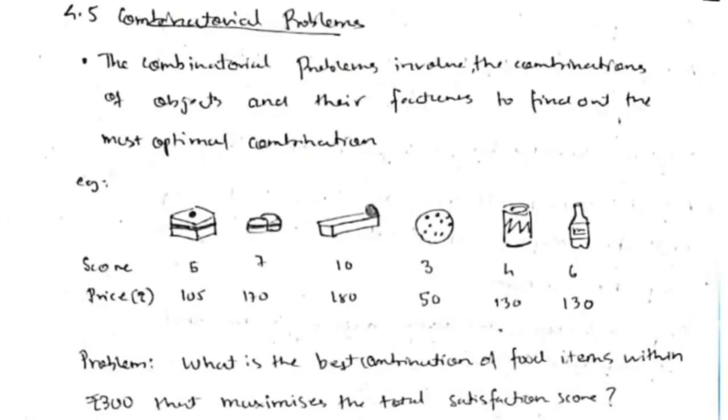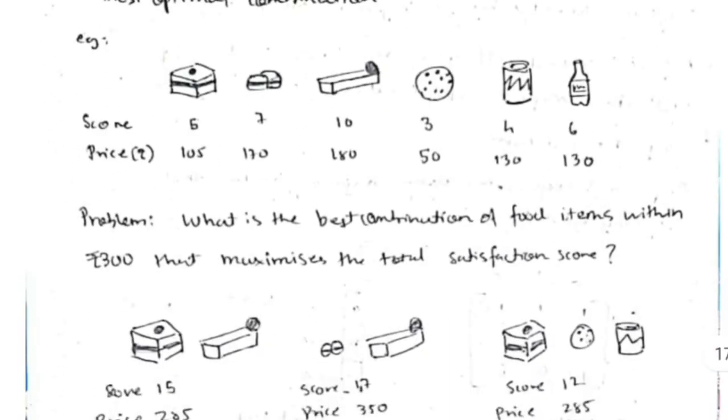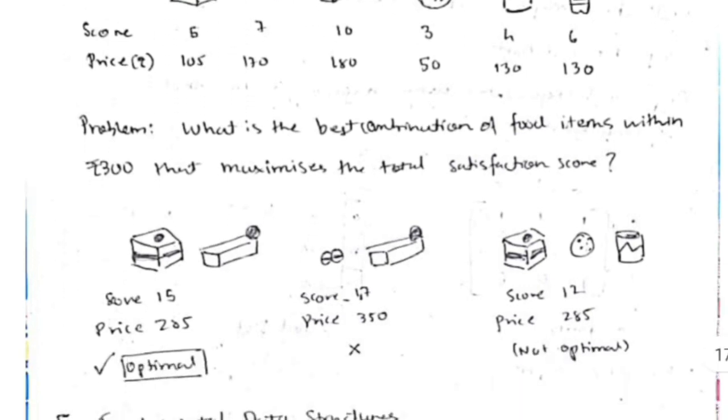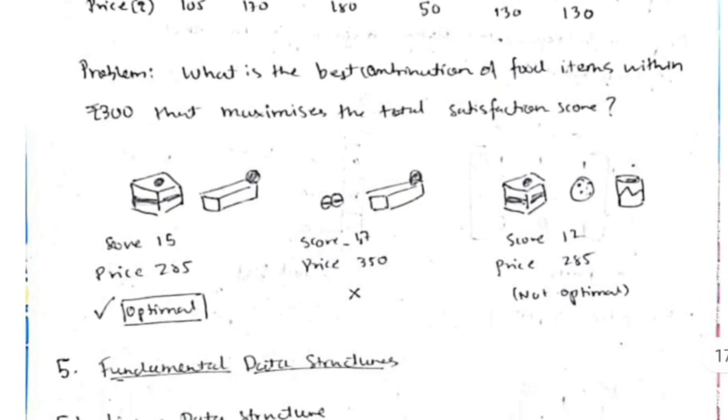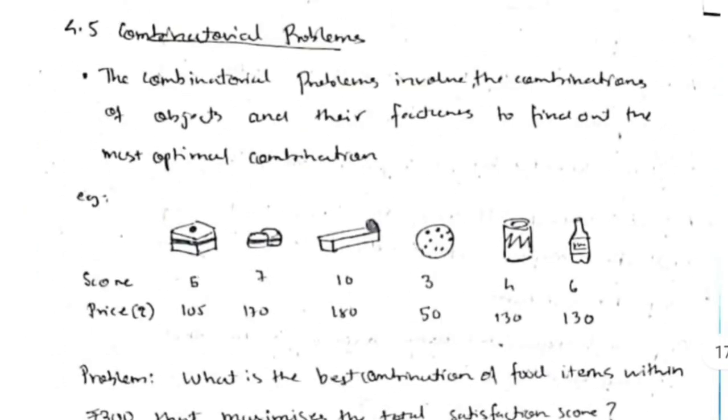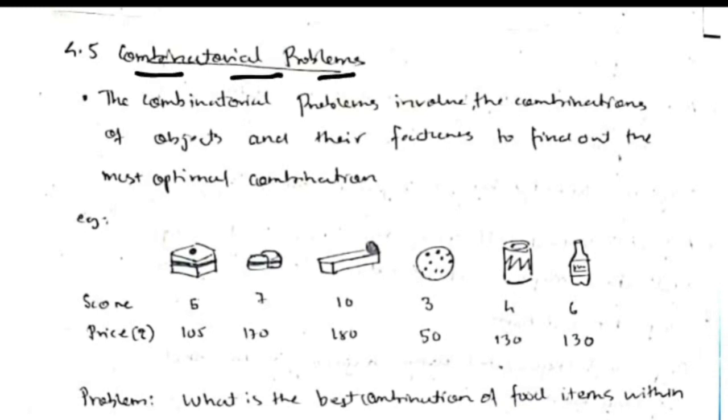between each of them. Okay, combinatorial problems: we are finding out the best combination among a group of elements. For example, these are the food items, and these are the scores and the price. The satisfaction level is counted, and we keep the price as low as possible. In that way we are choosing two or three foods and calculating the score. The score should be the maximum and the price should be less than 300. So in that way the optimal solution is found, and that type of problem comes under combinatorial problems. Okay, this is also a major field of study in computing.